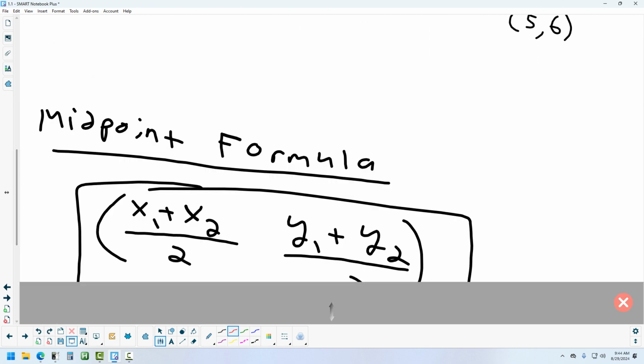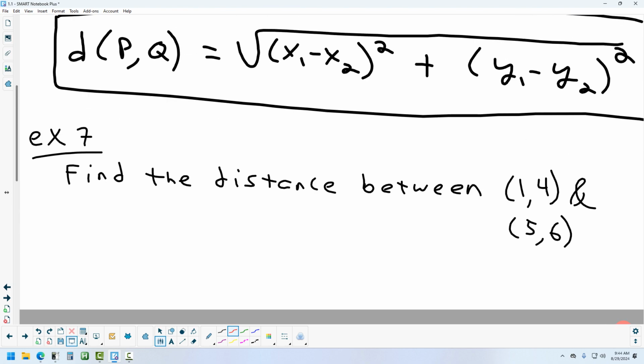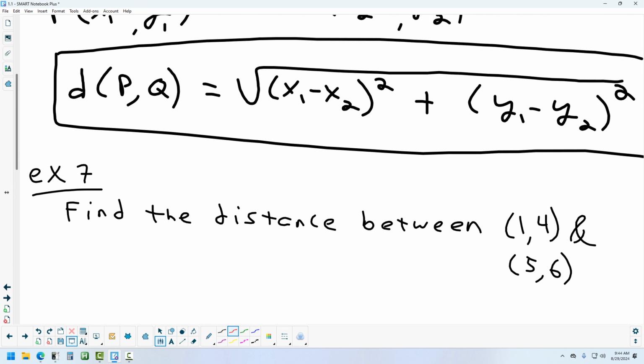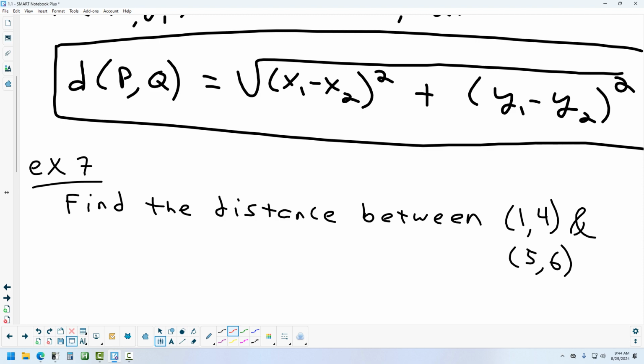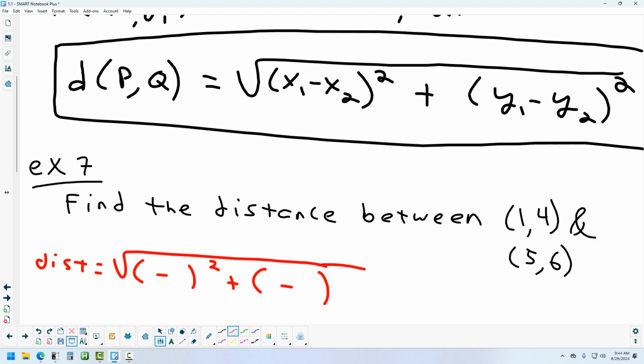Let me just see. Oh, yeah, distance. All right, so let's fill those numbers into our formula and see what we get. What I like to do first is make a template that I'm going to fill everything into. That way I don't forget the square root, squaring, adding, subtracting, all that stuff.